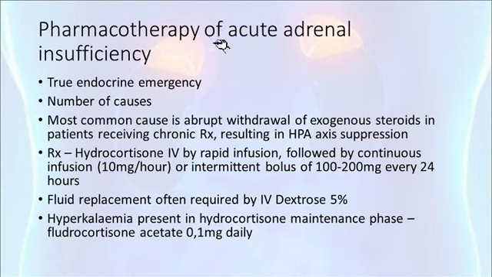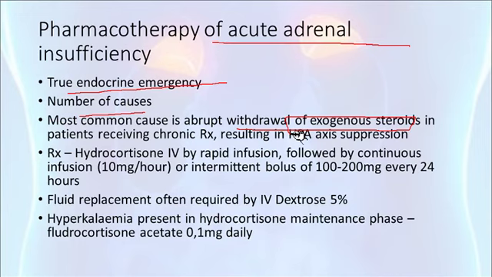In the case of an acute adrenal insufficiency, which is a true endocrine emergency, it has a number of causes. The most common cause is abrupt withdrawal of exogenous steroids. So abrupt withdrawal of glucocorticosteroids in patients can result in this, and this is usually a result of suppression of the hypothalamus pituitary adrenal axis. So this will commonly occur in patients who have been taking long-term glucocorticosteroid therapy, right?